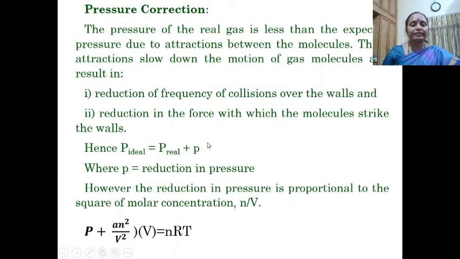The reduction in pressure is proportional to the square of molar concentration. So P is proportional to n/V into n/V. So P plus the pressure correction, a n squared by V squared, into V, will be equal to nRT. This is once we have corrected the pressure in the ideal gas equation, and the pressure correction is a n squared by V squared.